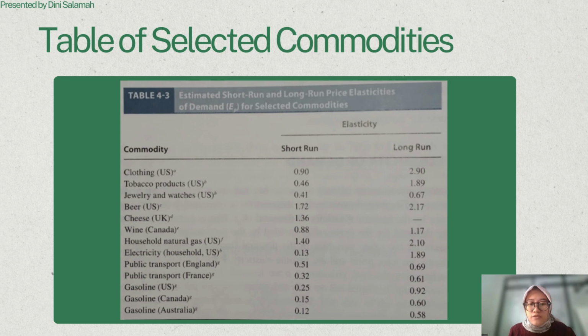Okay, as we can see from the table for 3, the estimated short run and long run price elasticity of demand for selected commodities. The highest value in the short run is for beer and cheese, and the highest value for the long run is for clothing and also beer.